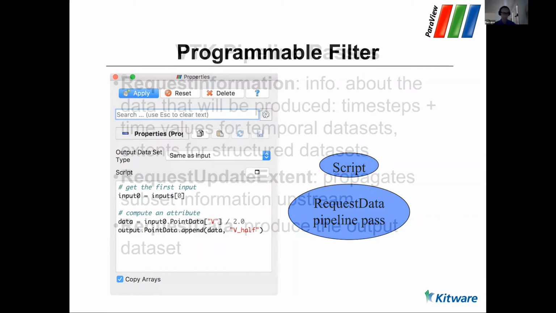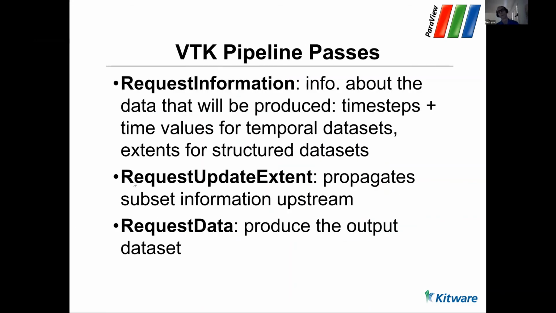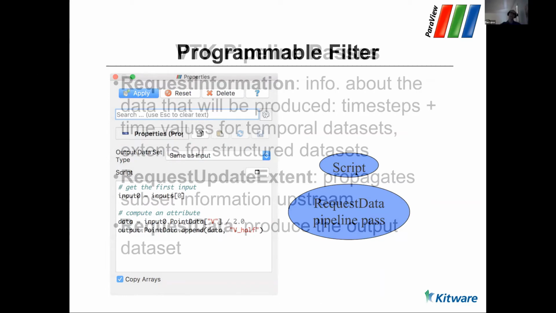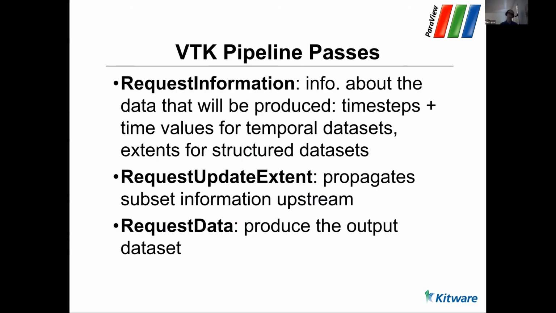So this is the request data or the computation path in the VTK pipeline. It turns out that the VTK pipeline has additional passes.